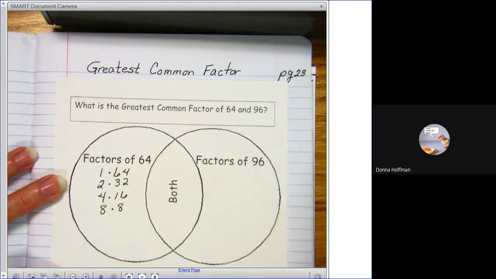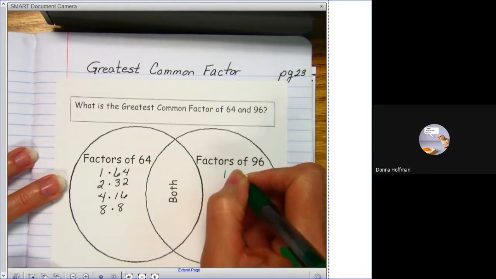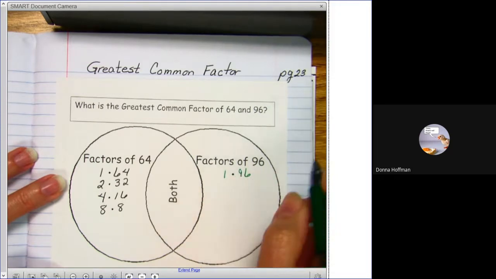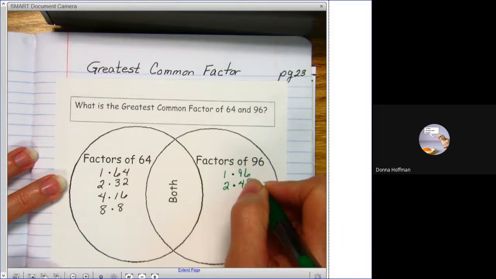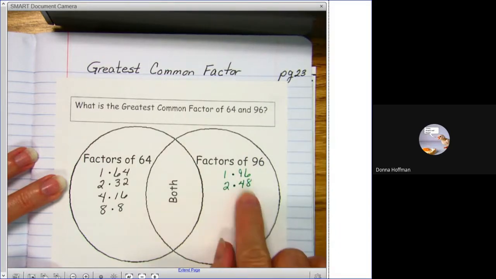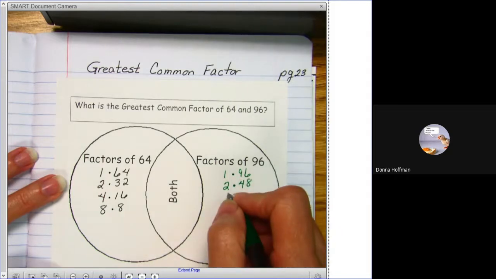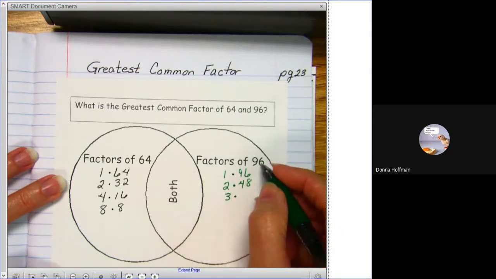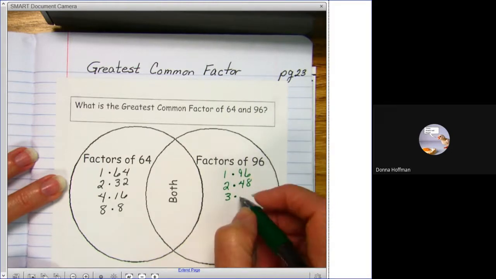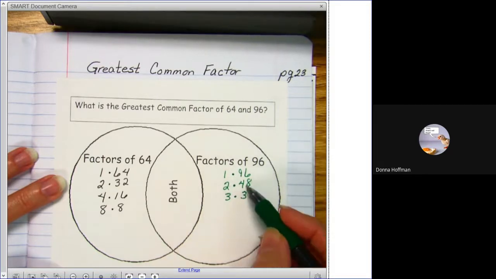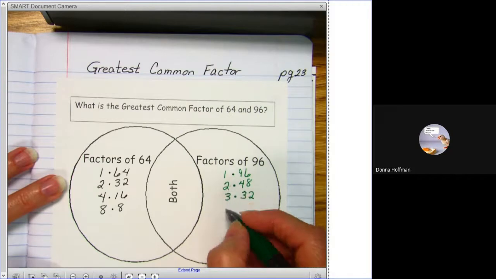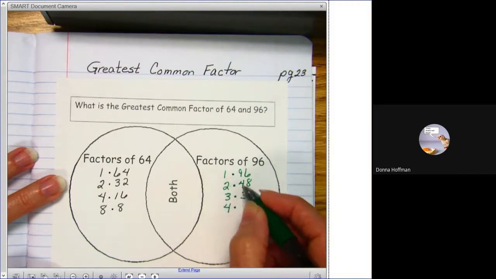Listing all the factors of 96. 1 times 96. 2 times 48. Again, that's double this, half that. And then I ask myself, does 3 work? Yes, 3 works because 3 will work with a 9 and 6. So it's 3 times 32. And then double this, half that. So double 2 would be 4, and half of 48 would be 24.